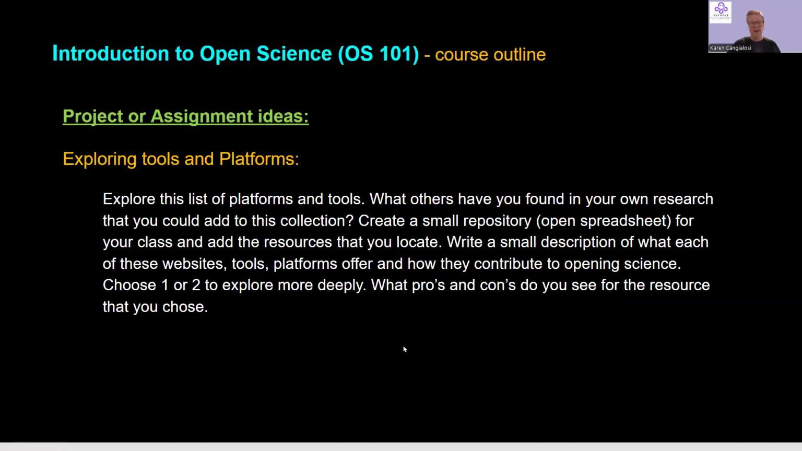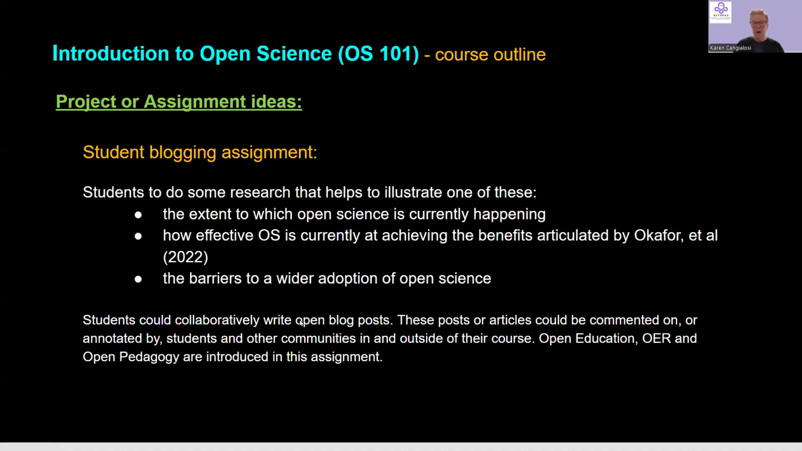And to get them doing a possible project where they explore this list, they try to find other platforms and tools on their own. They can create a repository. They could write descriptions about what each of these websites, tools, and platforms offer, how they may contribute to opening science. And then maybe pick one or two to explore more deeply: what are the pros and cons you see for these resources? Do any of them cost money, for example, or are they limited in certain ways? So they think about how much support and infrastructure there really is for open science, and how universalized that is or not?